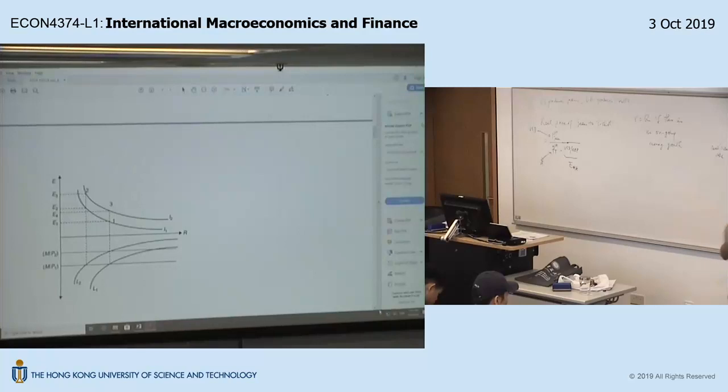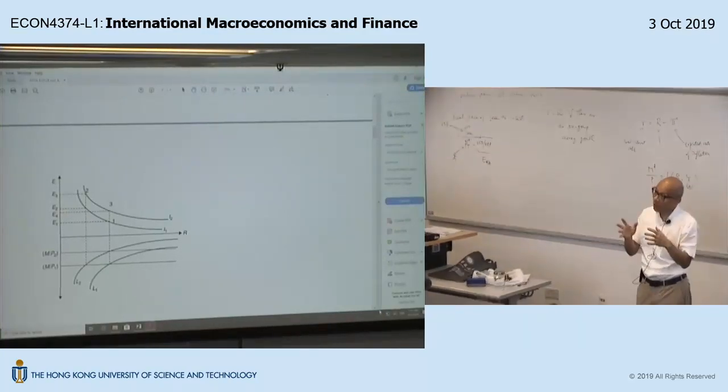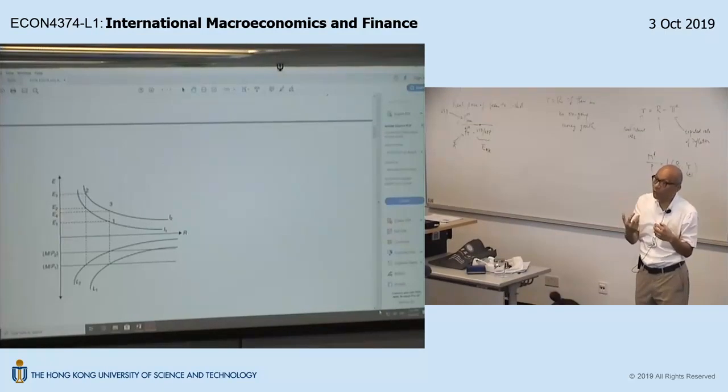Okay? Now, intuitively, what does that mean? Well, intuitively, the tricky thing here is we talk about a decrease in the money demand function.